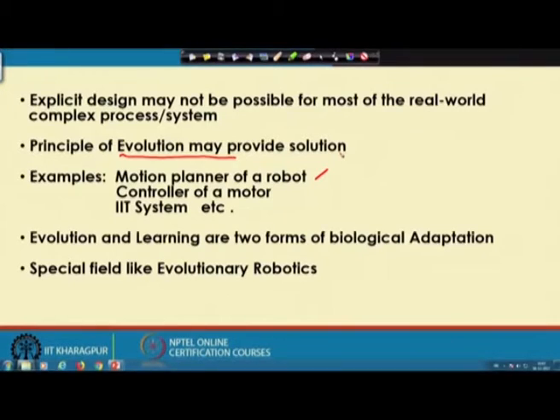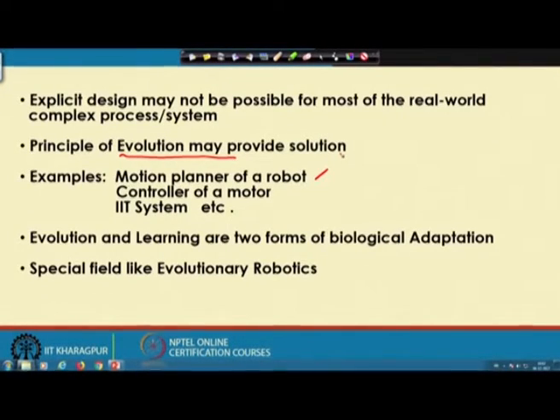Now, based on our experience, we are able to say that it is a bit difficult to explicitly design what should be the most suitable motion planner for a particular intelligent robot. And that is why, to design and develop the suitable motion planner, we will have to take the help of the principle of evolution.